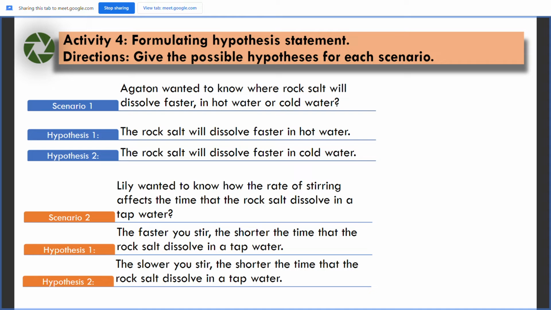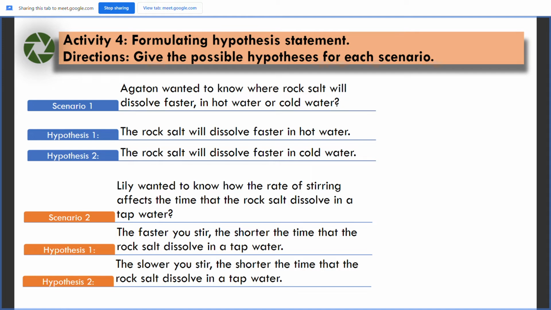So, this is an example of formulating a hypothesis. So, yung unang scenario natin, Agaton wanted to know where the rock salt will dissolve faster, in hot or cold water. So, ang hypothesis 1 niya, the rock salt will dissolve faster in hot water. Ang second hypothesis niya ay the rock salt will dissolve faster in cold water. Kasi yun lang naman yung two possible answers. Okay? So, yun lang yung gusto niyang malaman. Ngayon, that's the one that we are going to test.